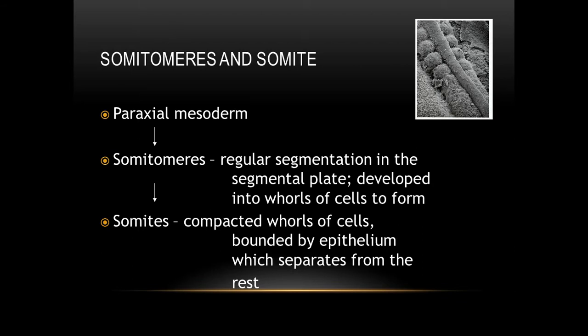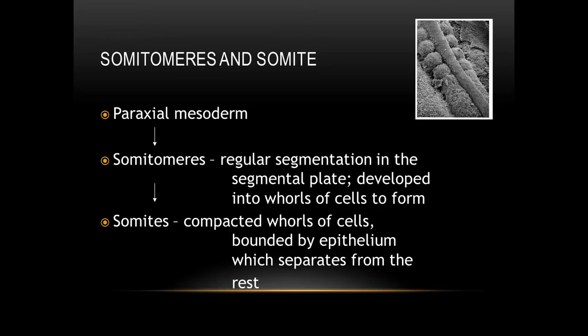Let's finish chapter number 7, talking about somatomeres and somites. These two terms are associated with each other since they are derived from the original band or bands of paraxial mesoderm on the sides of the notochord. So you can say that somatomeres are the primordium or primordia of somites, and both are actually subdivisions of the paraxial mesoderm.